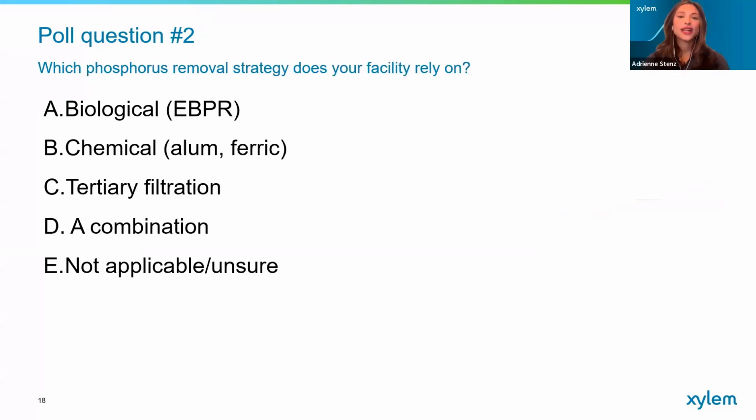All right, that brings us to our next poll question. If you work at a utility or facility, which phosphorus removal strategy do you rely on if you are doing phosphorus removal? Is it biological, chemical? Do you have tertiary filtration? Are you doing some combination of these three or not applicable?